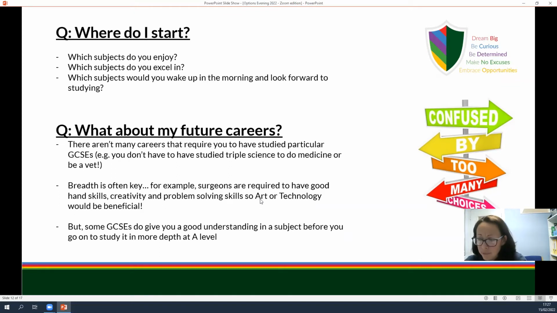And lastly, there are some GCSEs that would give you a good understanding for subjects that you do at A level. It's not always compulsory. So for example, we teach economics in year 12 and 13 for our A level, and we don't teach it in year 10 and 11 because we don't need to.